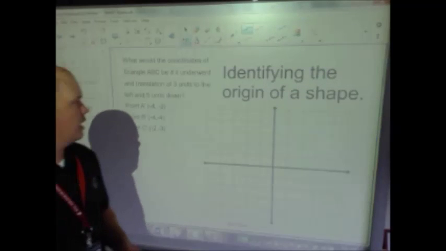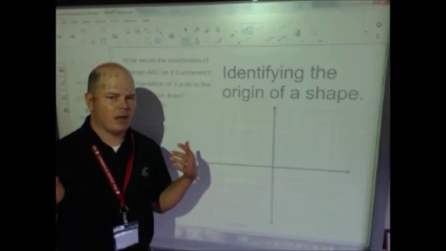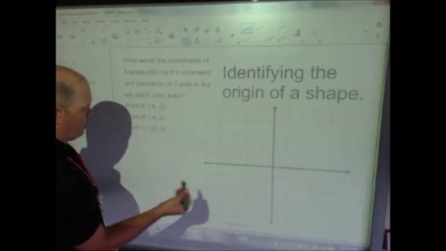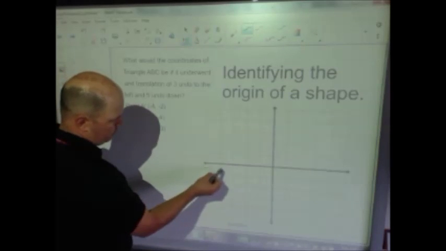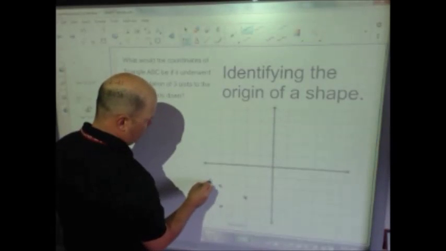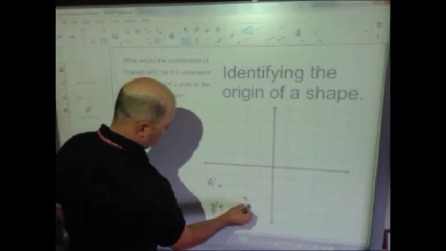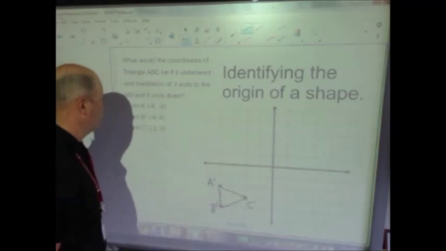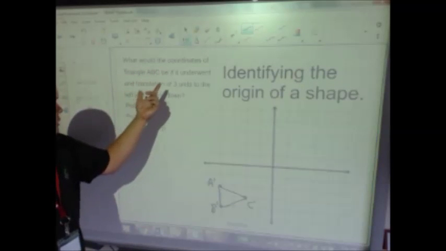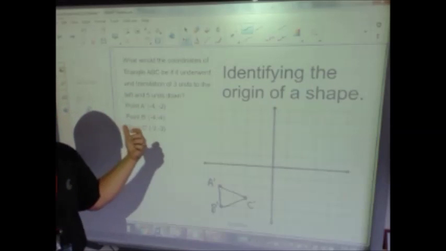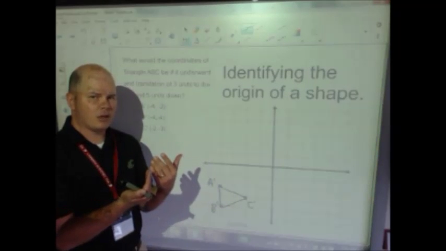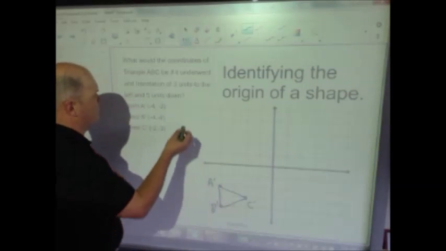And lastly, we're going to look at how do you identify the origin of a shape. So we have a shape that's been translated. It's called, in this case, point A prime, B prime, C prime. And here we have the exact same triangle as before at -4. So I can quickly graph A prime, B prime, C prime to see we're dealing with another triangle. And here it says, what would the coordinates of triangle ABC be if it underwent translation 3 units to the left and 5 units down? Well, it's already undergone this translation. So if it underwent a translation that moved it to the left, now to undo that, I'm just doing the opposite, or moving it to the right.